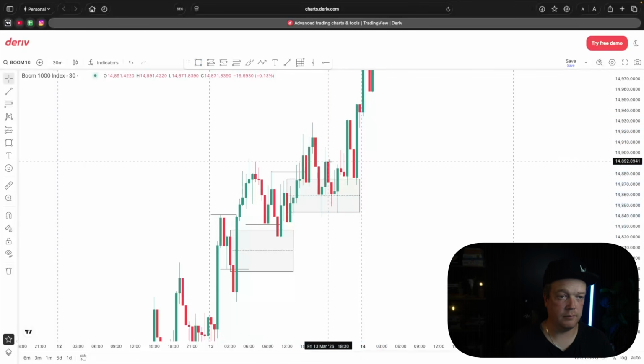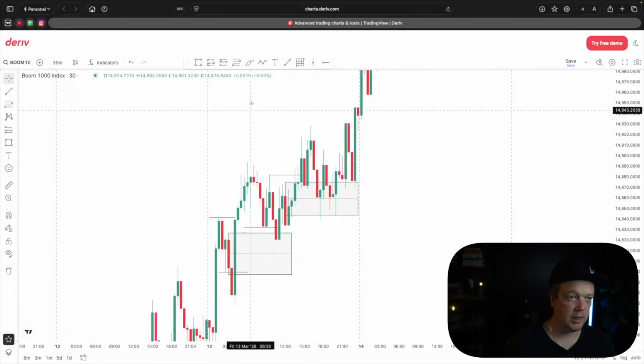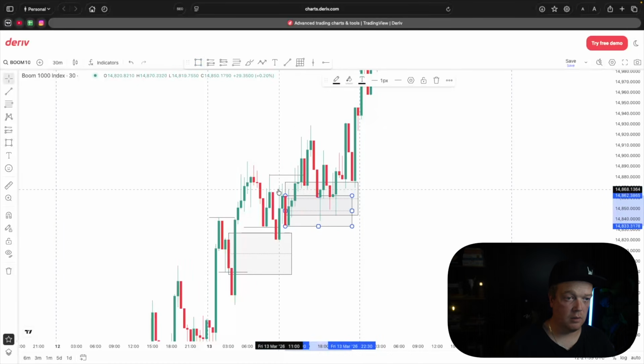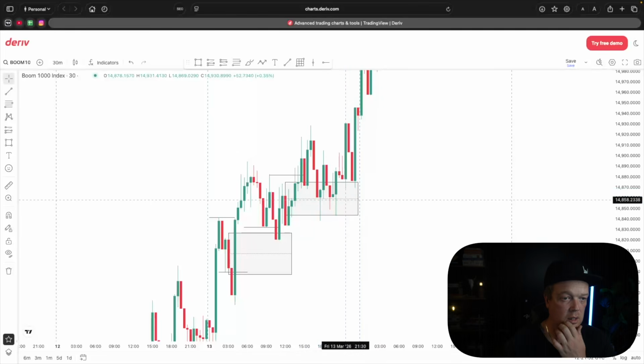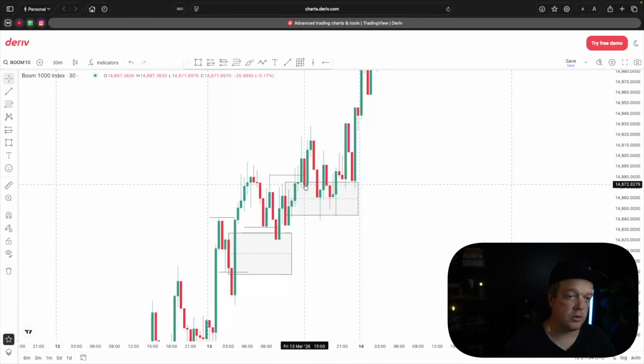delete the fib, and what do we have? We have an order block right over there. We have a fair value gap resting right over there. So there's a bunch of confirmations that we can enter this trade. But then again, like I said, no strategy is going to be 100%.